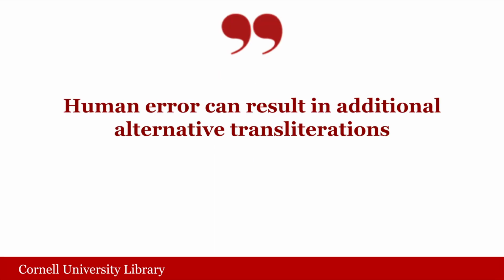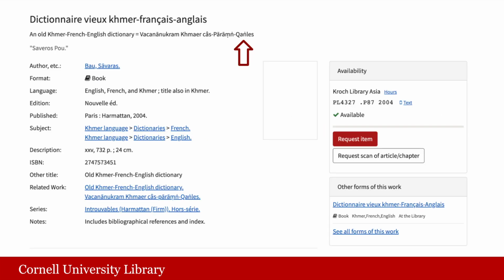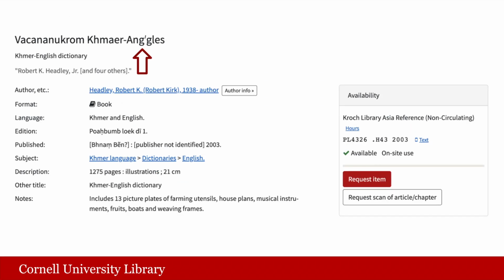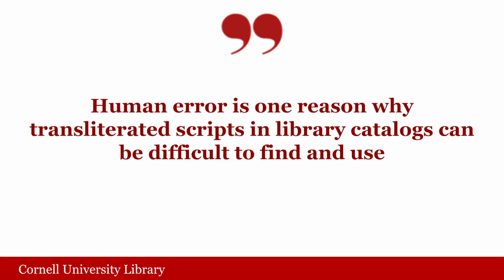Sometimes human error can result in additional alternative transliterations. Here you can see the same word in Khmer, but it is transliterated in a third way. Here you can see another variation, and yet another. Human error is one reason why transliterated scripts in library catalogs can be difficult to find and use. Librarians do try to fix these mistakes when possible, but the sheer volume of material makes it difficult to fix every mistake.